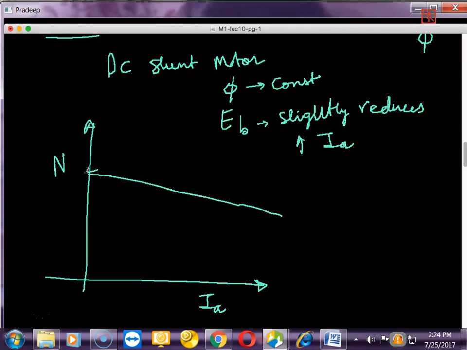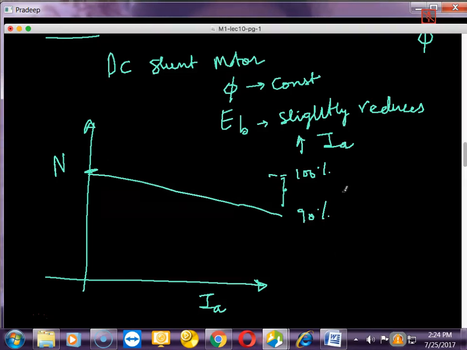So how much will be the fall? Typically 10% will be the fall. This is only a typical number. So a small 5 to 10% variation will be there in the speed of the DC shunt motor.